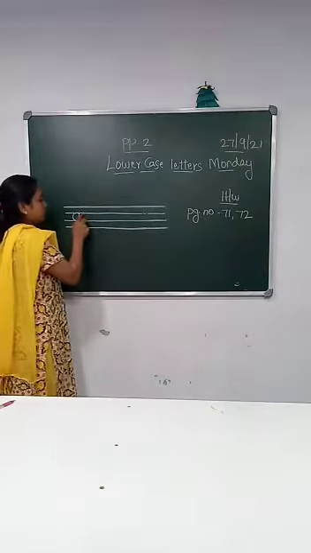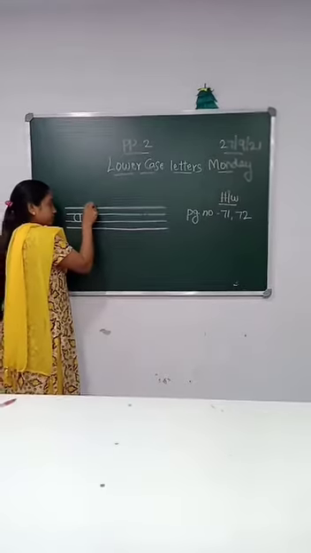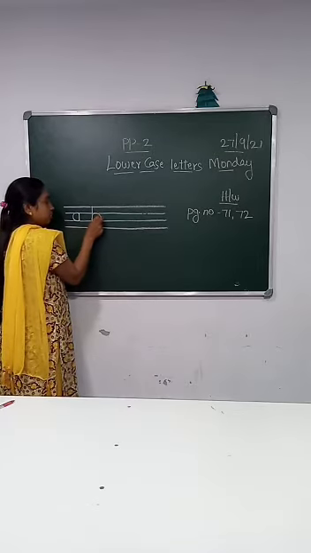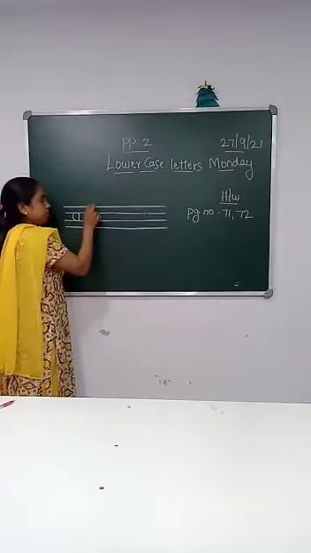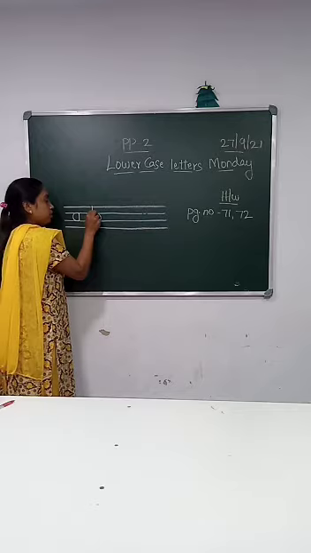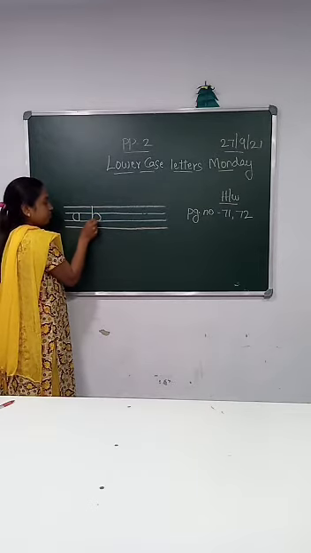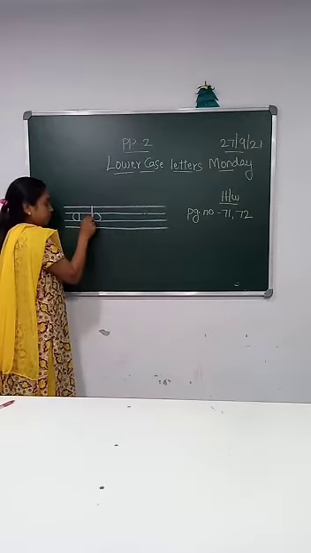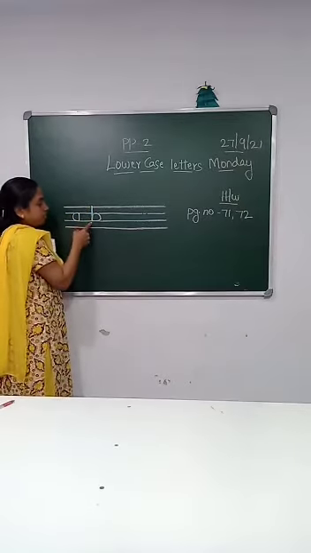Now, letter B. You will start from the red line. Standing line, come and stop on the blue line, then again right curve, letter B. You will not take out your hand. After the standing line, you will not take out your hand. Standing line, then the same way, go up, touch the blue line, right curve. Touch the down line and jump. Letter B. Standing line, right curve, letter B. So it starts from the red line and ends on the blue line.